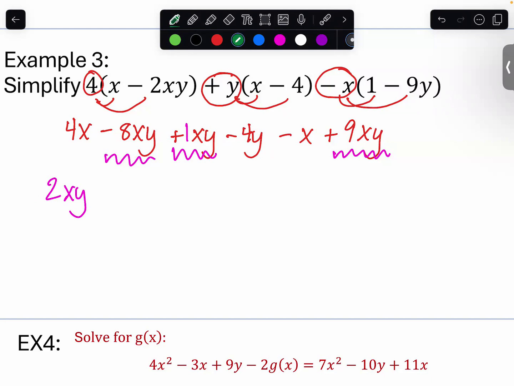Next, it doesn't matter if you choose to go with x or y first. Again, I always just choose alphabetical order. So I'm going to combine that 4x with that negative x, and I get a positive 3x. And last but not least, I have that minus 4y. There's nothing to combine it with, so I go ahead and bring it down. Notice I can't combine any of these variable terms because they don't all have the exact same variable.